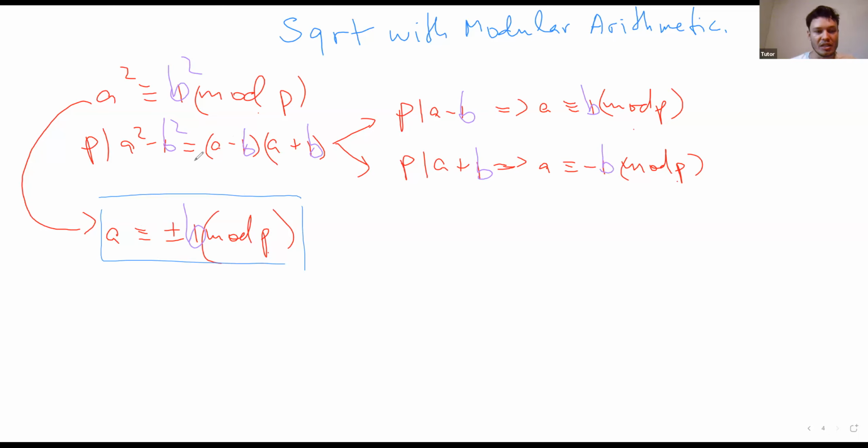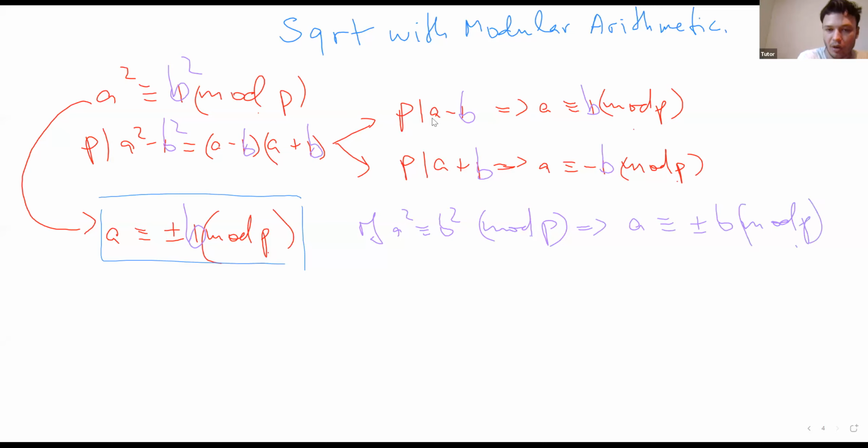So this is the special case, but more generally, if a squared is congruent with b squared mod p, then what you can do is you can also come and take the square root, and you can say that a is going to be congruent with plus or minus b mod p. Okay, so this is modular arithmetic. When you have two squares that are congruent, you can take the square root. So I can do a square root in order to get this, right?